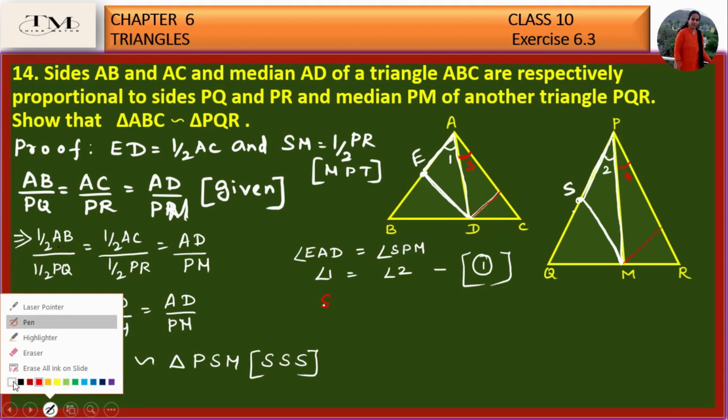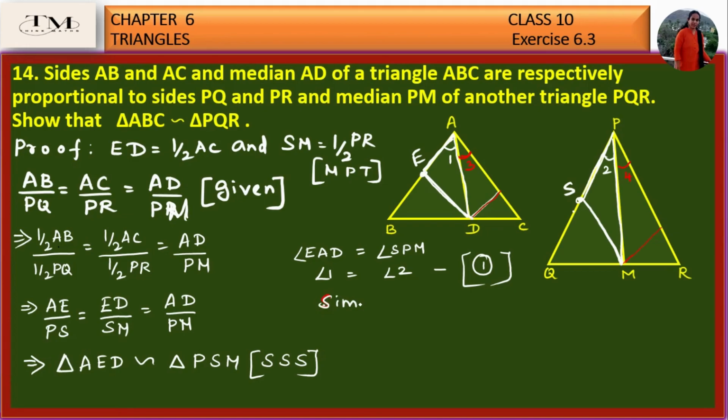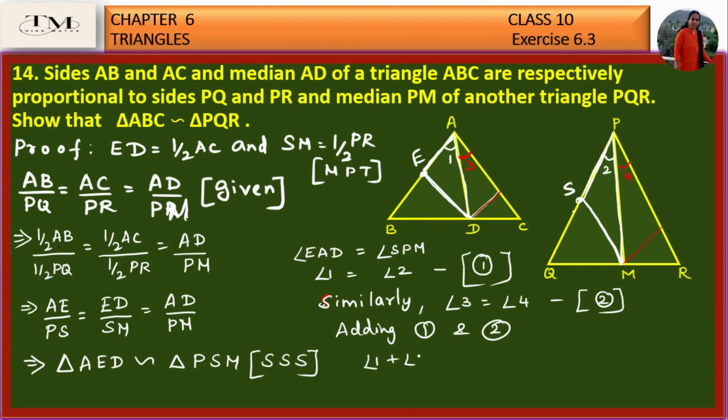So similarly, angle 3 will be equal to angle 4. This is equation 2. Now I am going to add equation 1 and 2. Adding 1 and 2, on the left hand side, angle 1 plus angle 3 will be equal to angle 2 plus angle 4. Angle 1 and 3 together is nothing but angle A, and angle 2 plus 4 is nothing but angle P. So angle A is equal to angle P.